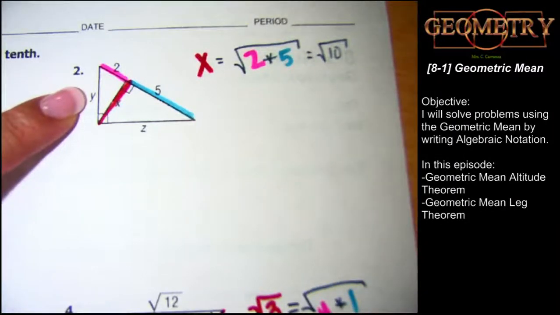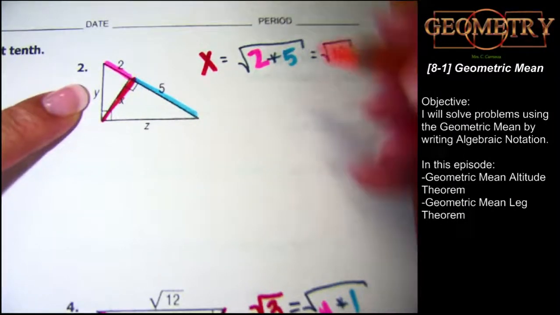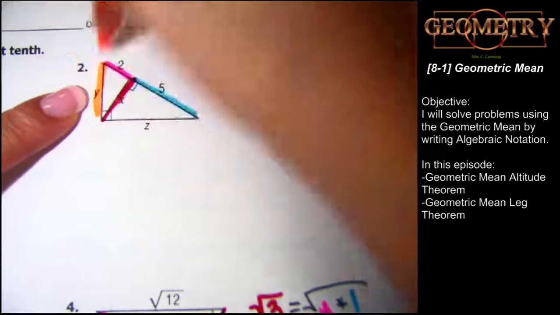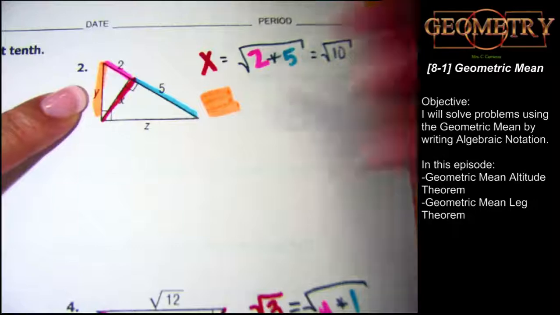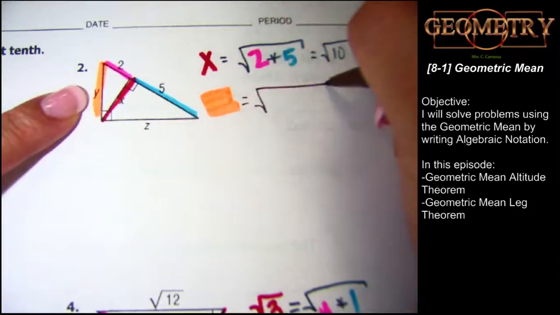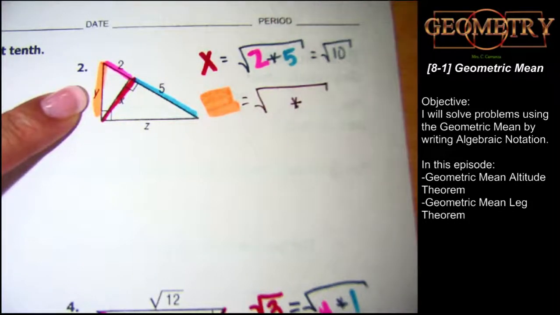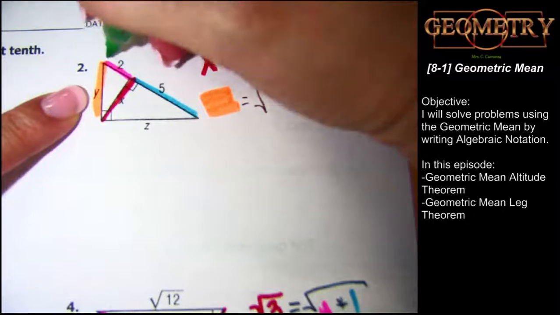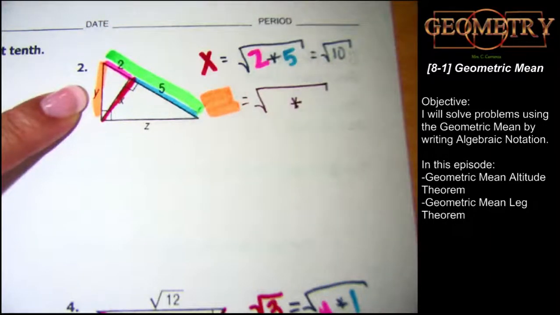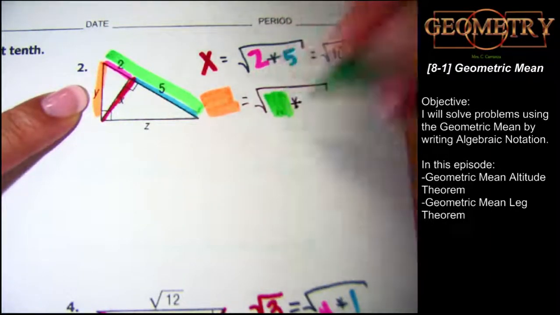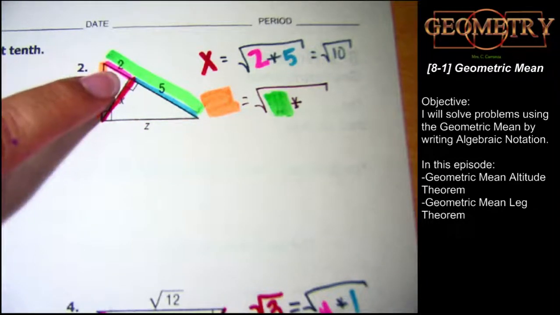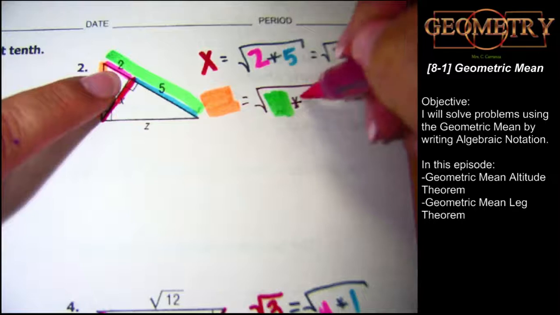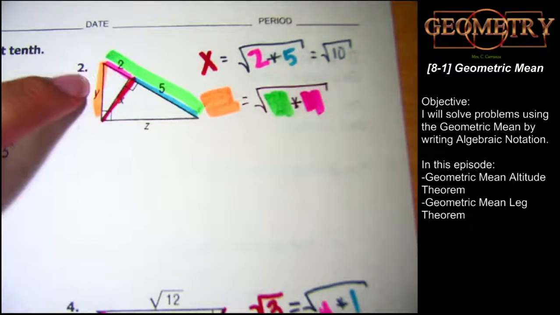Y. Is it a leg? Yes. So that means that the measure of y is the geometric mean between the entire hypotenuse. Just 25. It's not 25. Wait, isn't it? Hang on, slow down. Oh no, I'm looking at different ones. Okay. The entire hypotenuse times the little piece of the hypotenuse that's touching the leg.